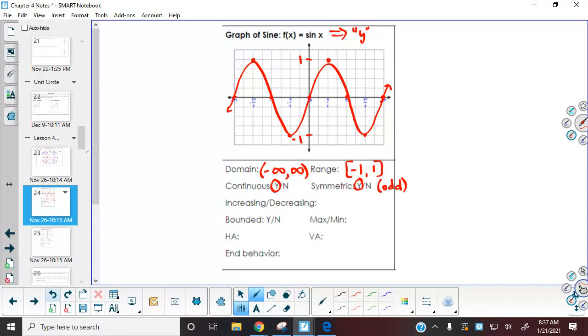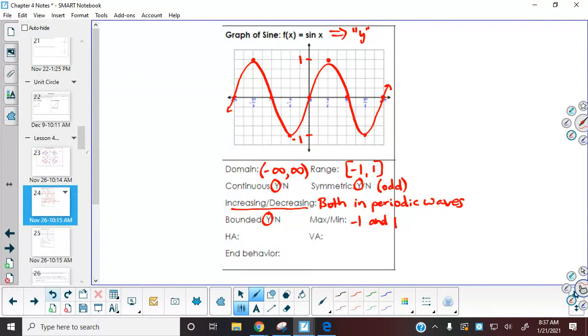Increasing versus decreasing. It is actually both. And so I'm going to put both. And this is considered in periodic waves. We're going to talk about periods more later. So in periodic waves, bounded, it is bounded both above and below because it will never cross 1 or negative 1. The maxes and mins are actually negative 1 and positive 1.